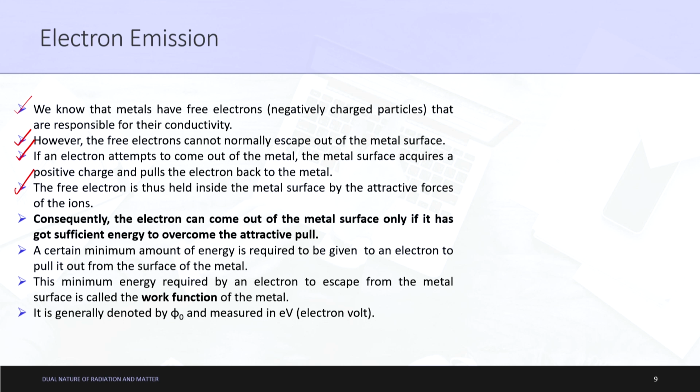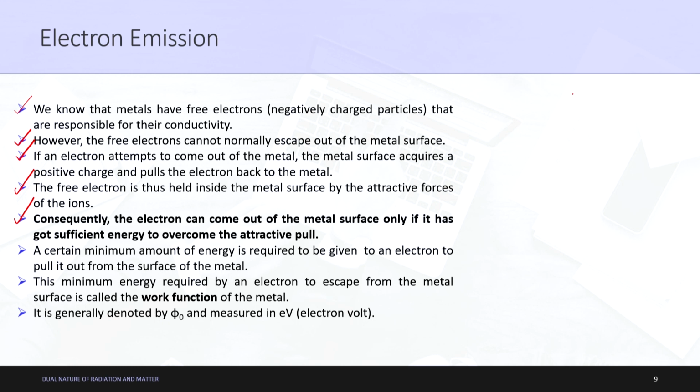Consequently, the electron can come out of the metal surface only if it has sufficient energy to overcome the attractive pull. Now, what does it try to say? It is a very important point. You may have studied this concept in electric charges and potential also, that there is a quantitative value of the attractive forces between two charged particles.